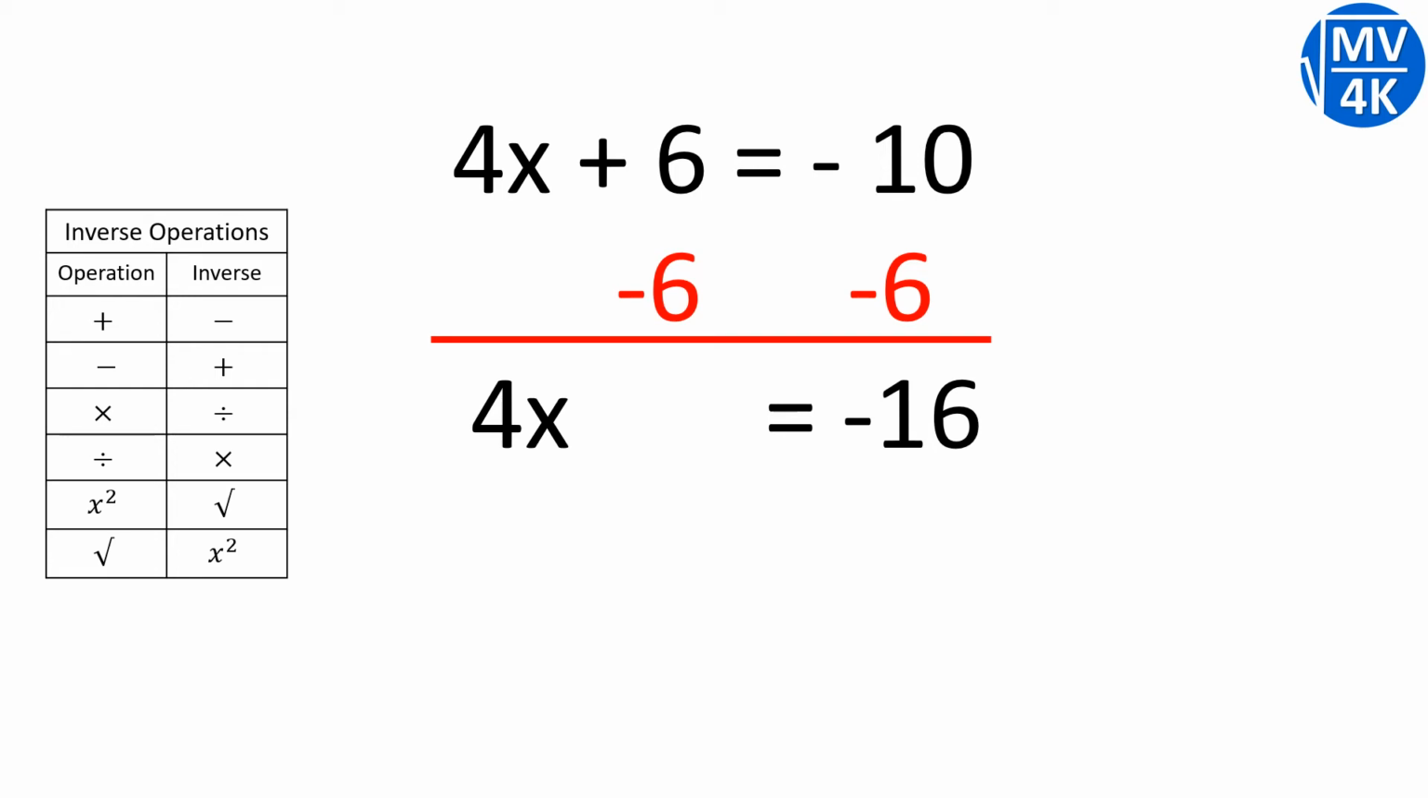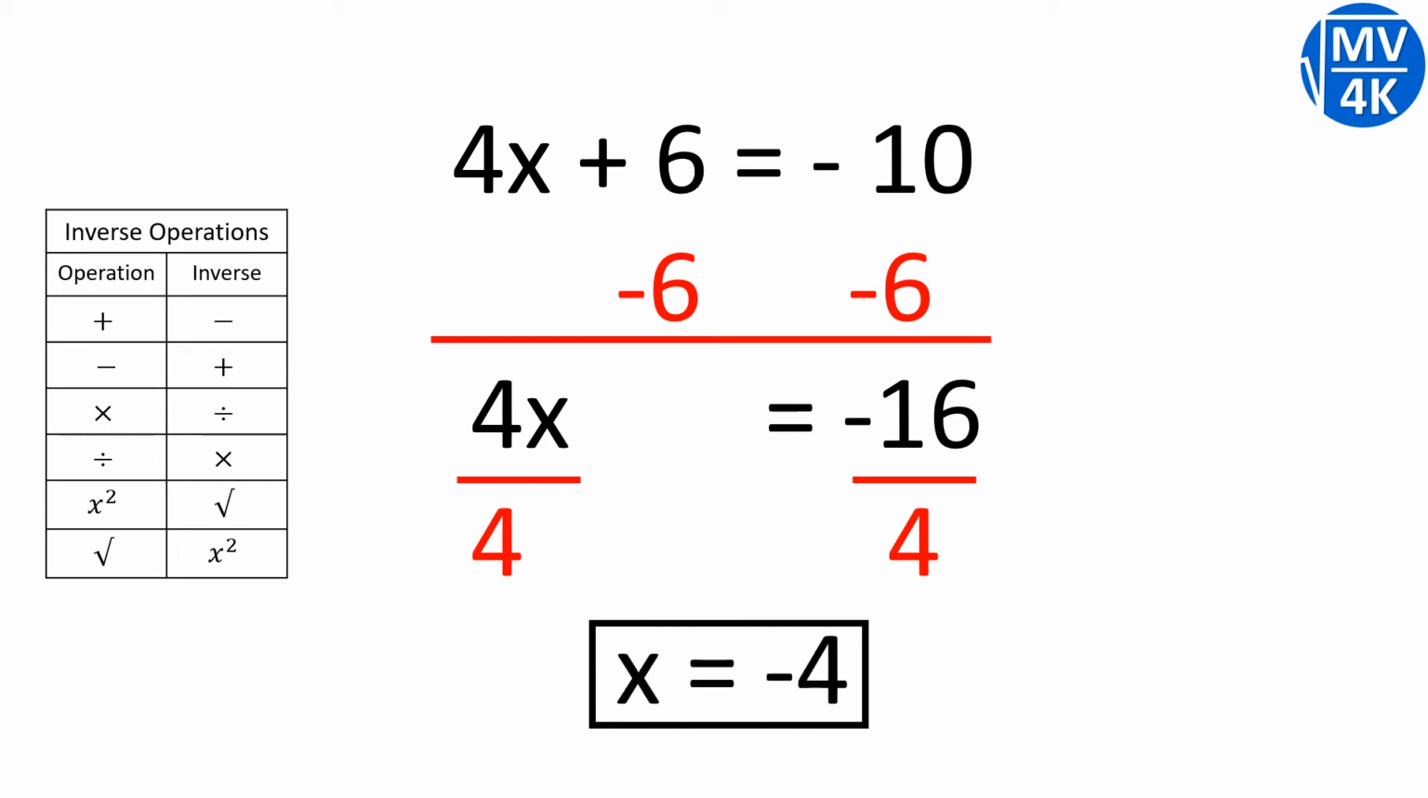Now, 4x. Remember, 4x is 4 multiply x. And so we need to check the inverse operation for 4 multiply x would be to divide. The inverse of multiplication is division. So we will divide by 4 on both sides of the equation. 4 divided by 4 is 1, so 4 will be eliminated. And negative 16 divided by 4 is negative 4, which is the final solution to this equation.